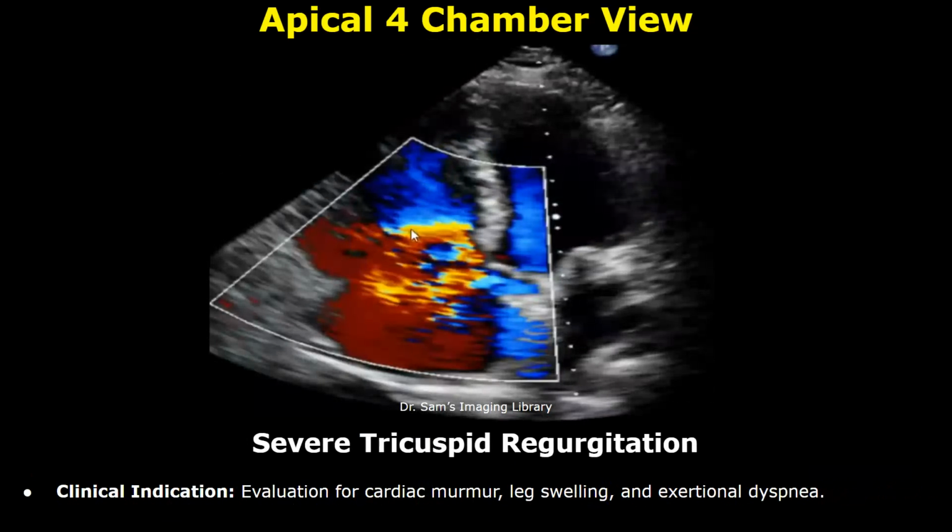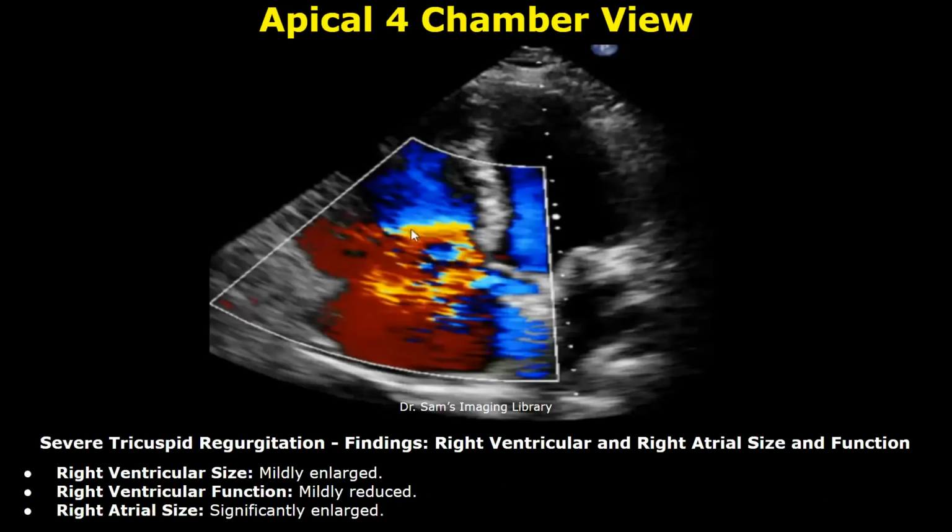This is a report for severe tricuspid regurgitation. Clinical indication is evaluation for cardiac murmur, leg swelling, and exertional dyspnea. The right ventricular size is mildly enlarged, right ventricular function is mildly reduced, and the right atrial size is significantly enlarged. These findings are usually seen in severe tricuspid regurgitation.